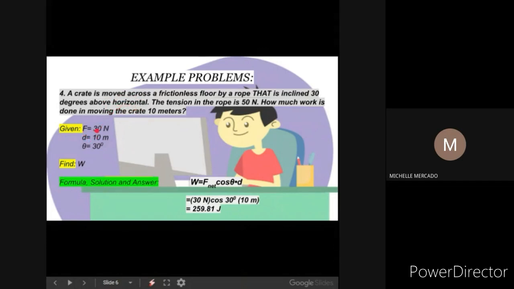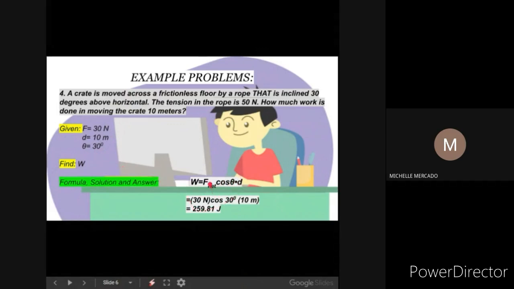So ang given force po natin is 30 Newton. The given distance is 10 meter. Then the given angle is 30 degree. Again, we're going to find the work. The formula, solution, and answer will be work is equals to net force cosine angle multiply by the given distance.